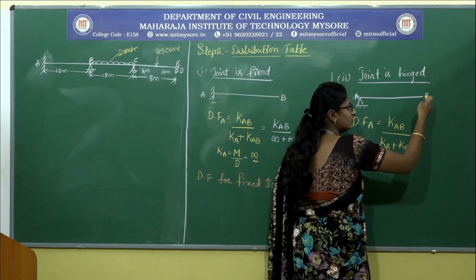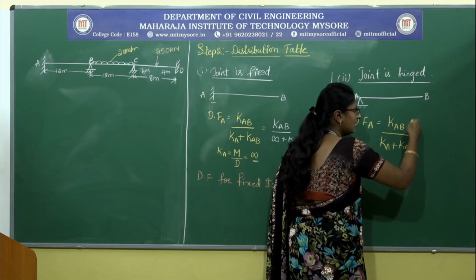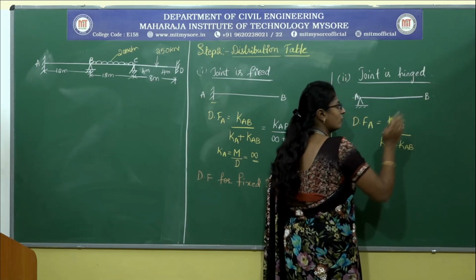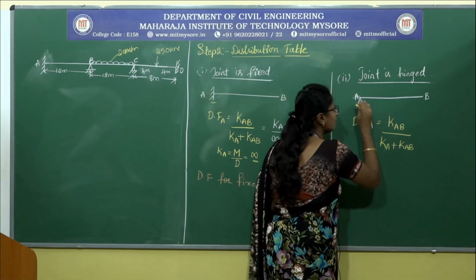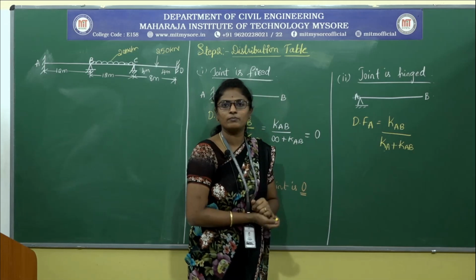Here also there is no need to concentrate on Kab, as we know that it depends on the far end. If the far end is hinged, we take it as 3EI by L. If the far end is fixed, we take it as 4EI by L, and we can calculate easily. So what is this Ka for a hinged support?